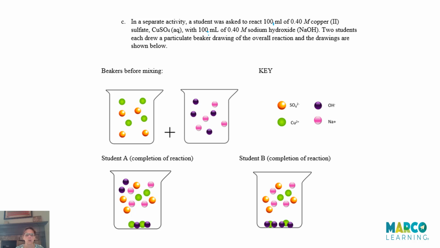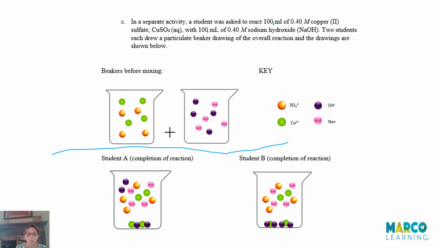2 students each drew a particulate drawing of the overall reaction, and the drawings are shown below. So there's the beaker before mixing. And here is student A's drawing, and here's student B. So let's go ahead and look at the beakers before mixing just for a moment. We can see that there's 0.4 molar of each. So obviously the student is using each circle as representing 0.1 mole. And there is our copper sulfate, and over on this side we see that there is sodium hydroxide.